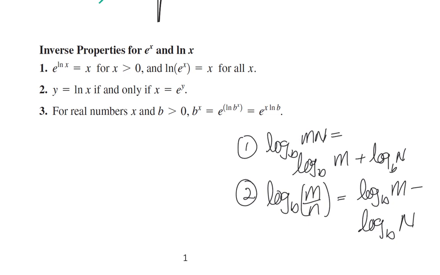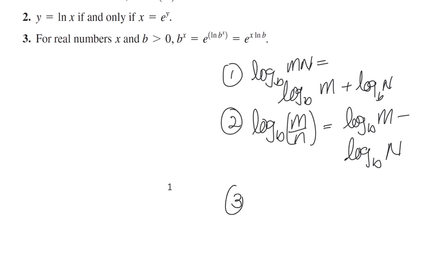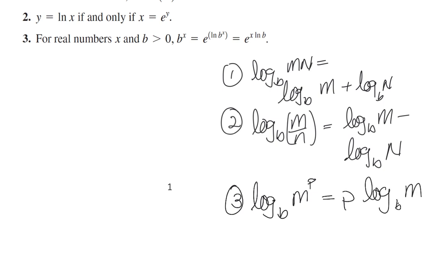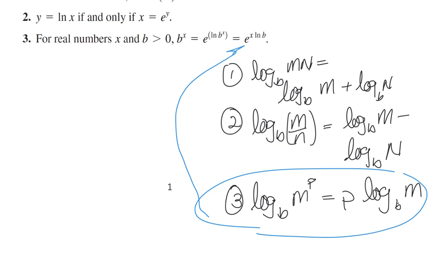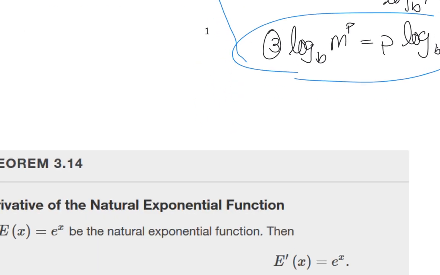And then the last one, if you have the log base b of m raised to the p power, then this p comes down out front as a multiplier on the log. So this is the rule that we used right here. That's why that x is in front of the log of b.